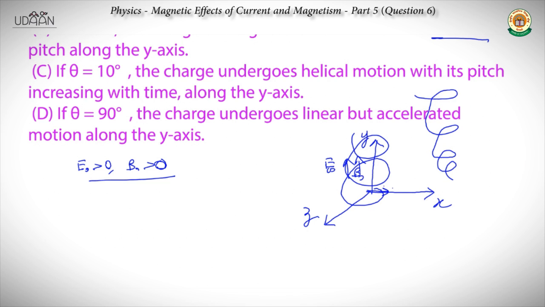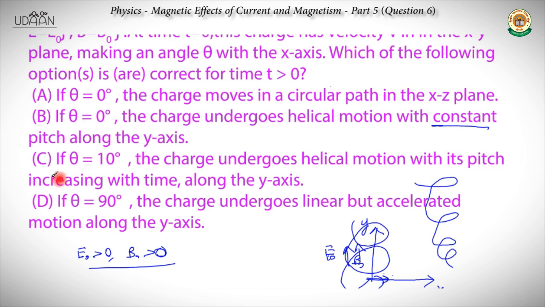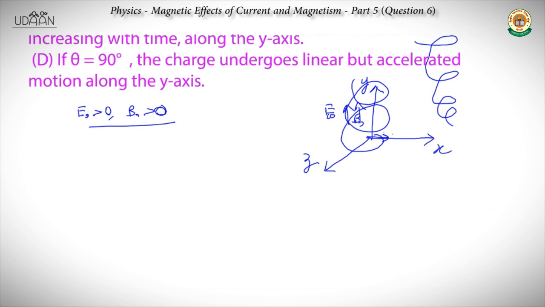Now we come to the C part. So the second part is also wrong. For theta equals 10 degrees, the charge undergoes helical motion with its pitch increasing with time along the y-axis. Let's see what this is. So B is here along y. Suppose this is 10 degrees.